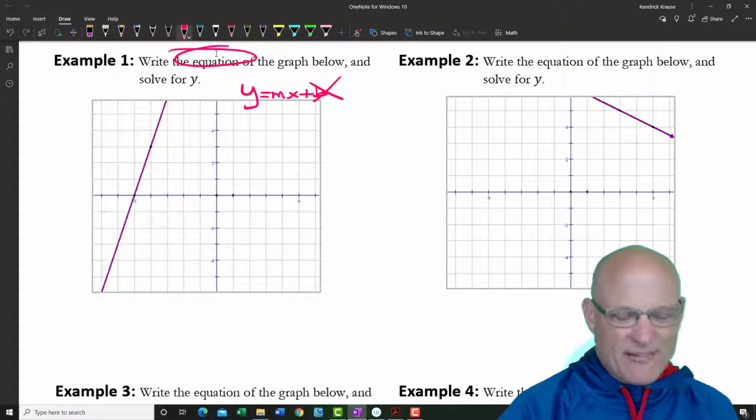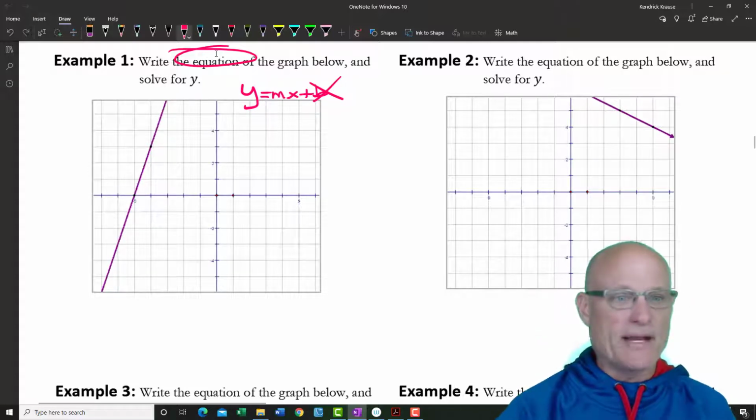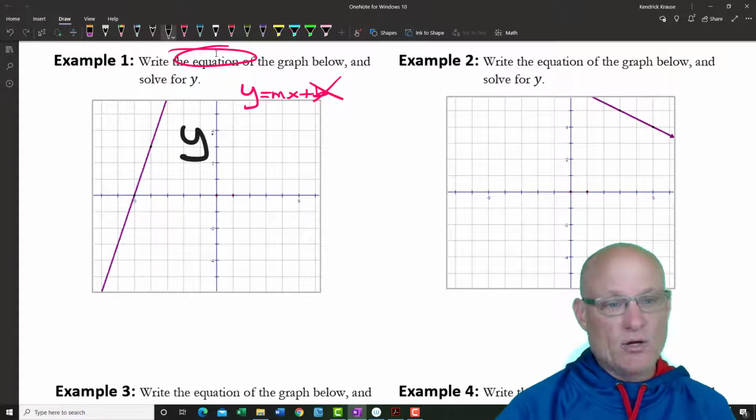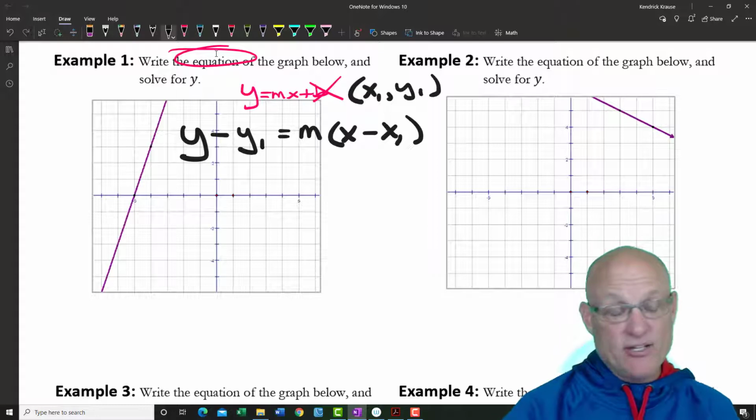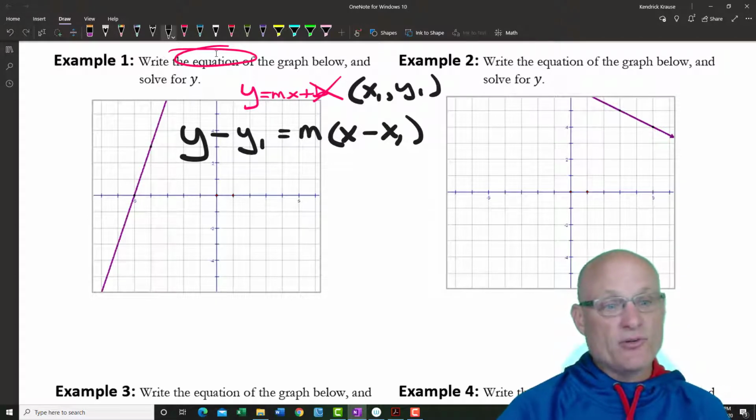Now, you could try to find it. You may or may not be successful. So what we're going to do is use this equation: y minus y1 equals m times x minus x1, where (x1, y1) is a point on the line. You can pick any point you want. In fact, I'm going to use this point right here.